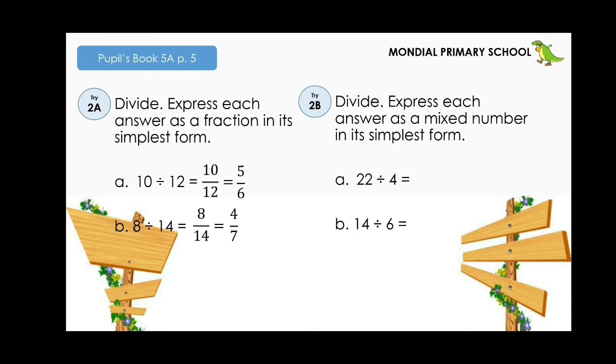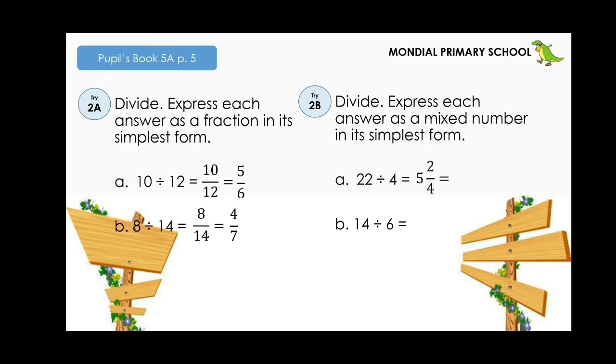Now, change it to a mixed number. What is 22 divided by 4? Good. The quotient is 5. Does 4 divide 22 completely without leaving any remainder? No. We have a remainder of 2.